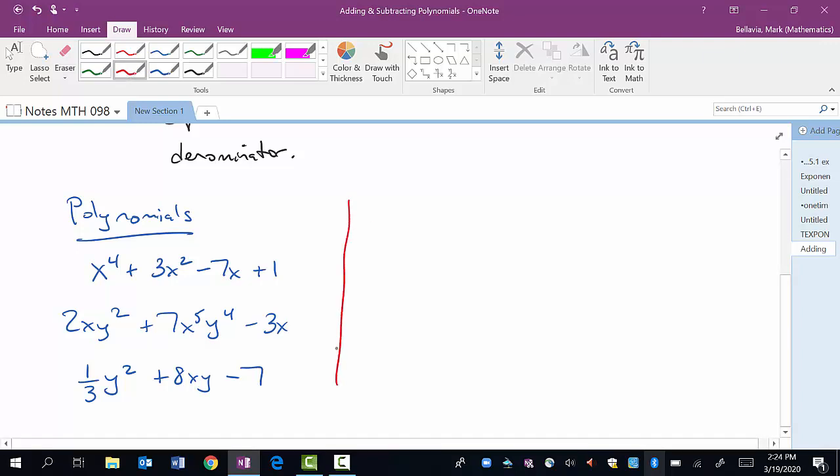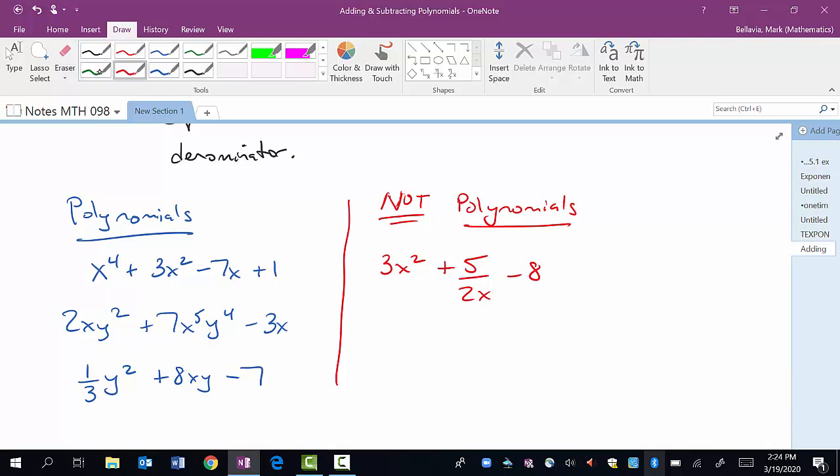And then sometimes it's easier to think of things that are not polynomials, just so you can see the difference. So these ones are not polynomials over here. So something like 3x squared plus 5 over 2x minus 8. And that's not a polynomial because we have a variable in the denominator. So recognizing that won't be a polynomial.